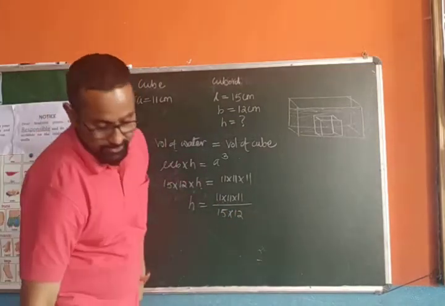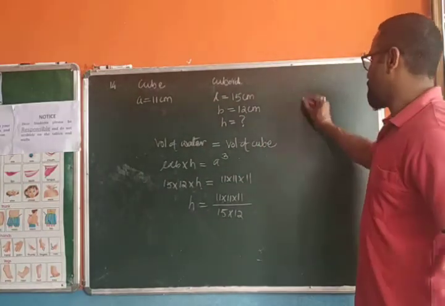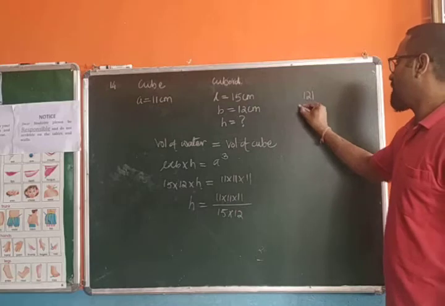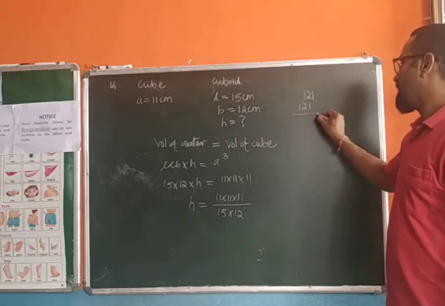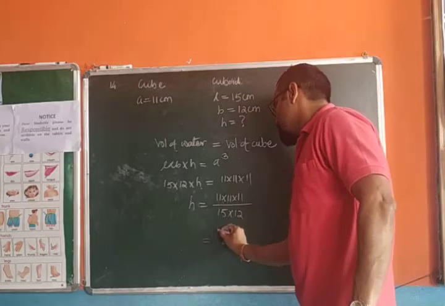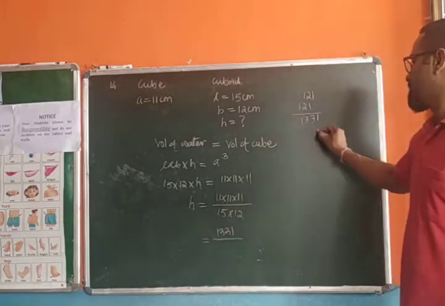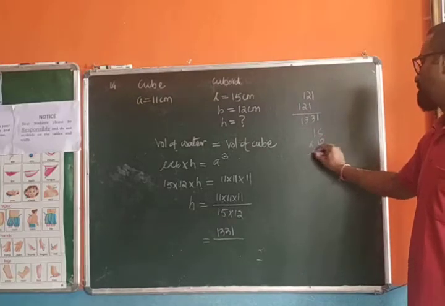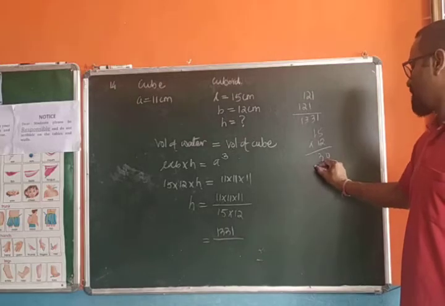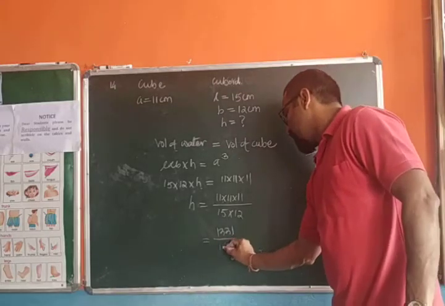You calculate this. The numbers are not divisible. You multiply it. 11 into 11 is 121. Multiply again by 11, 1331, which is equal to 1331 divided by, multiply 15 with 12. 15 into 2 is 30, 15 into 1 is 15, 0, 8, 1. It is 180.